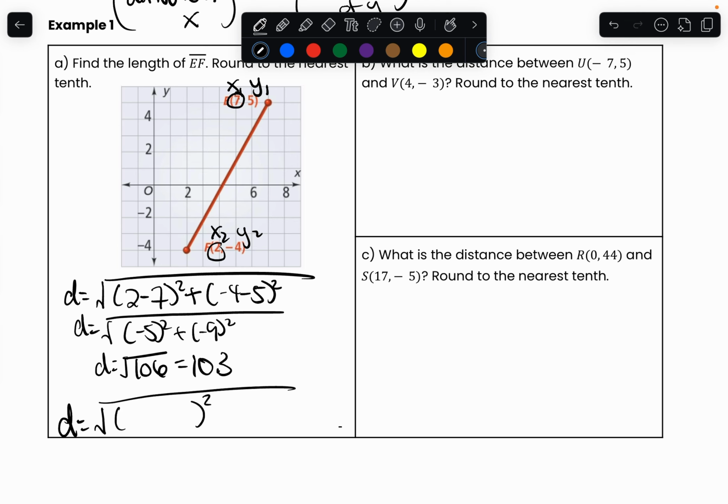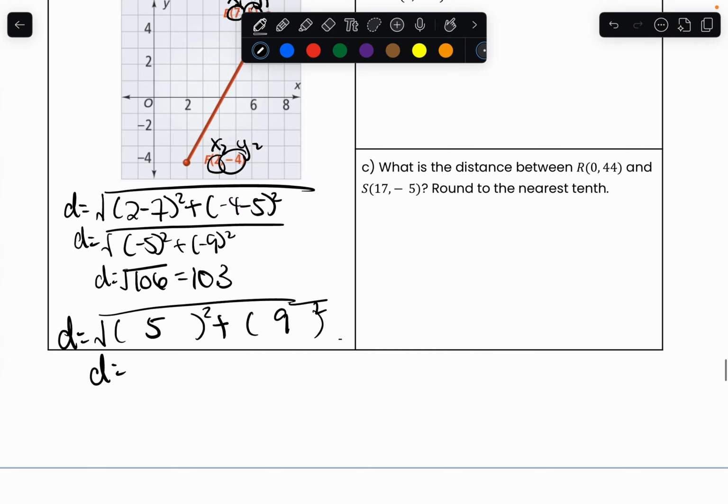And then plus the distance of my y values. The difference between 5 and -4, or the distance in between, will be 9, so it'll be 9 squared. Now, if you solve this in your calculator, you will still get the same value, which is the square root of 106. Depending on which way you like, method 1, you label x1, x2, y1, y2, and you just plug everything straight into the formula.